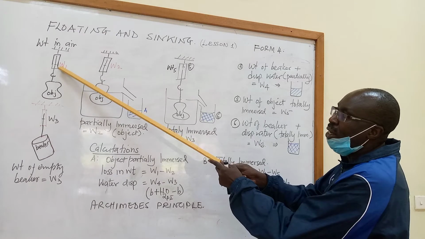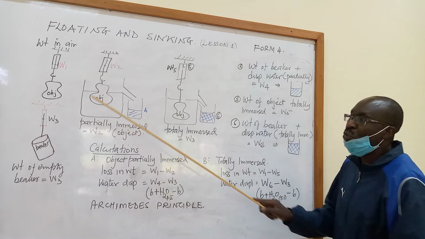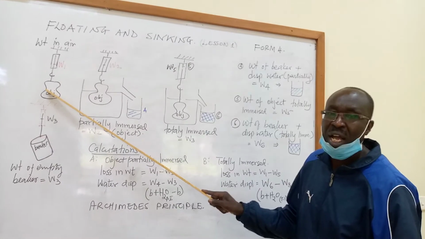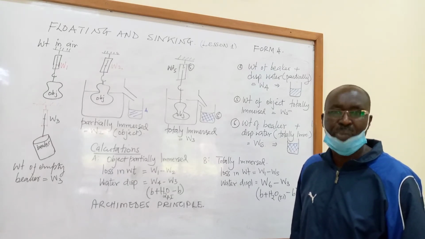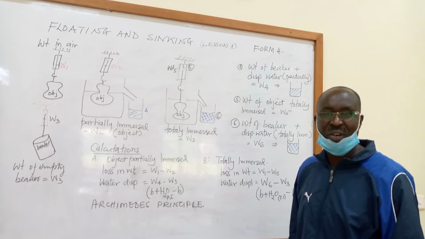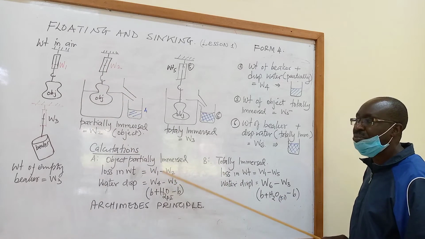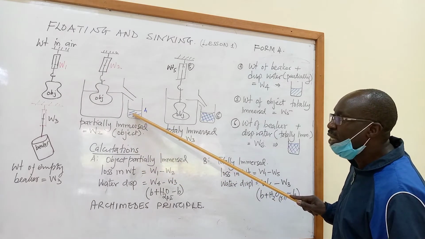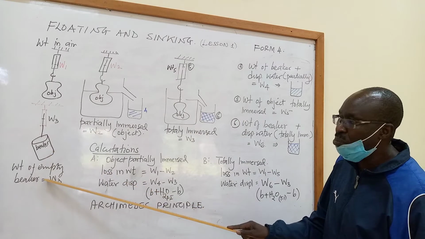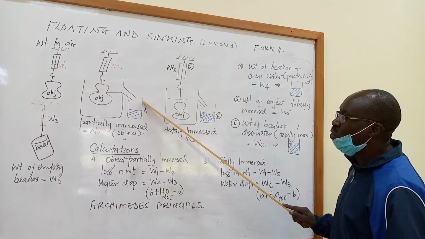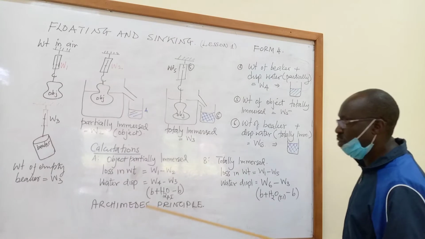Because it was W1 and now it is W2. So we take W1 minus W2. So we have compared weight in air and weight in water when the object is partially immersed. Okay? So we get the reading of the springs and subtract. But when we want to get this water inside here, and we know the weight of the empty beaker, we shall get the total weight here minus the weight of the empty beaker, which is here.